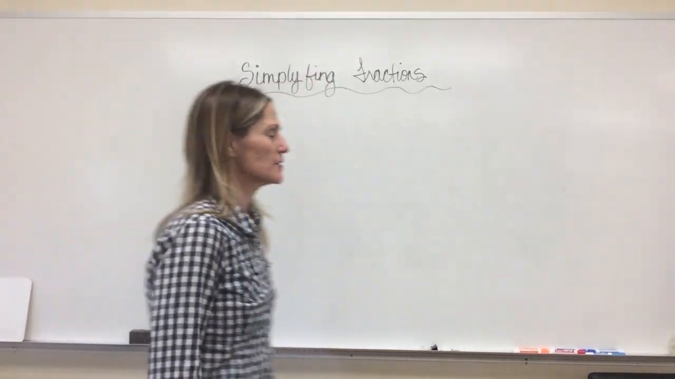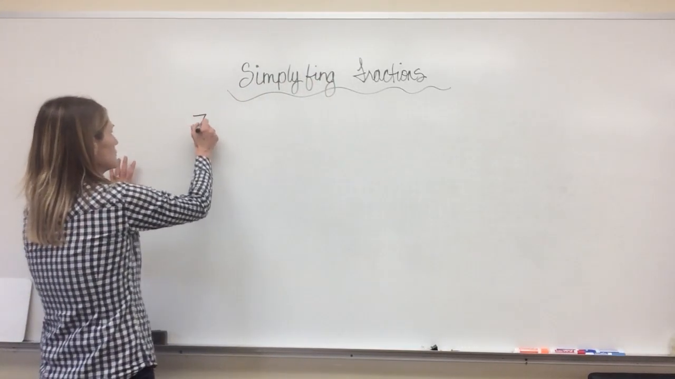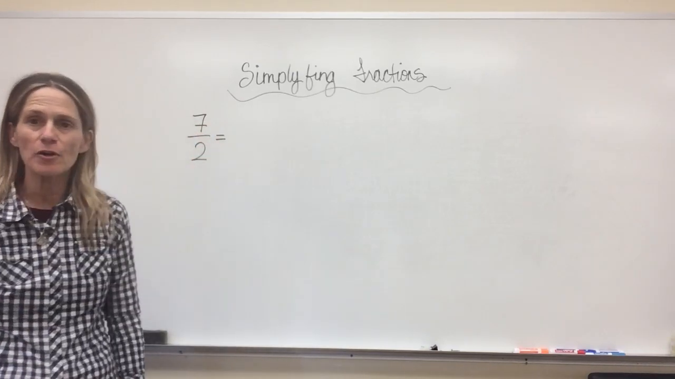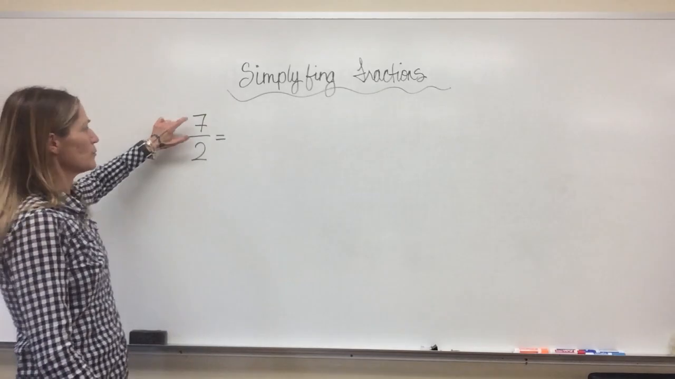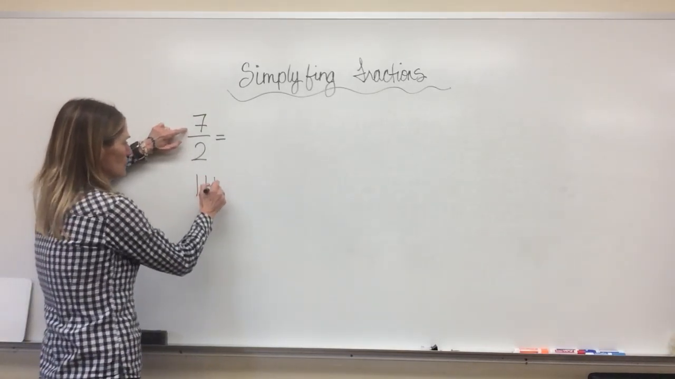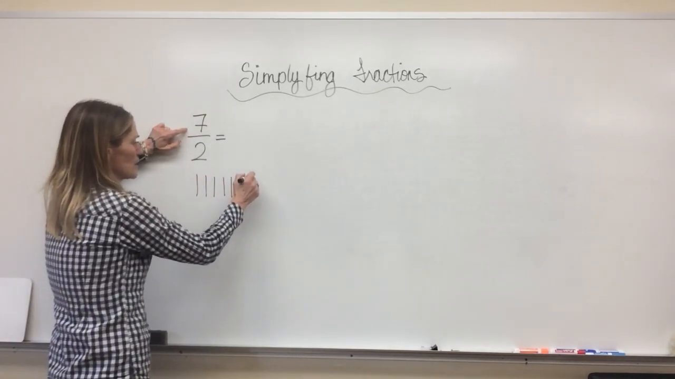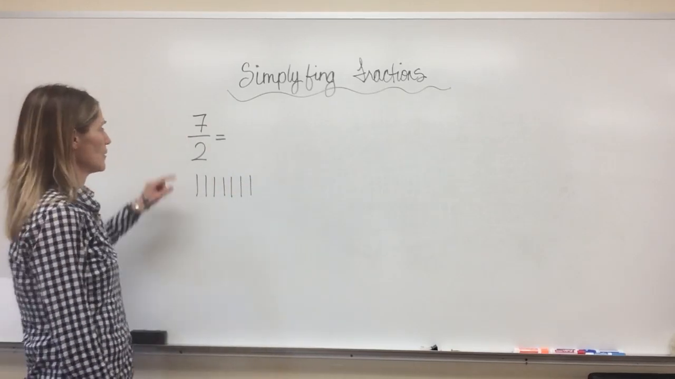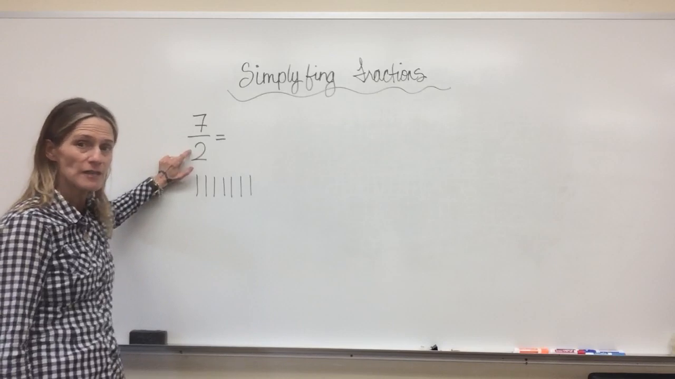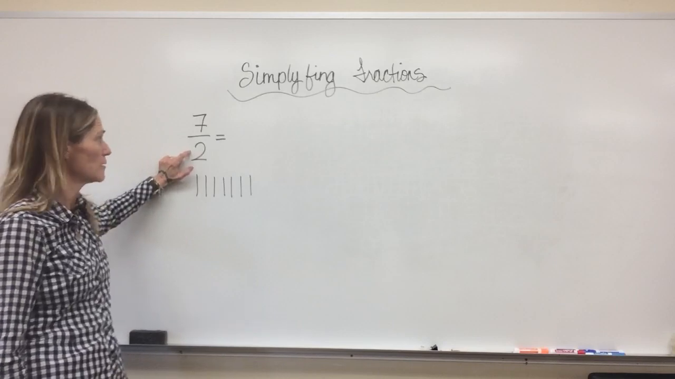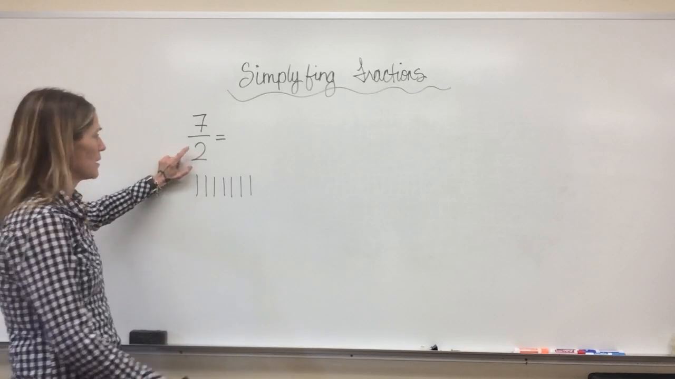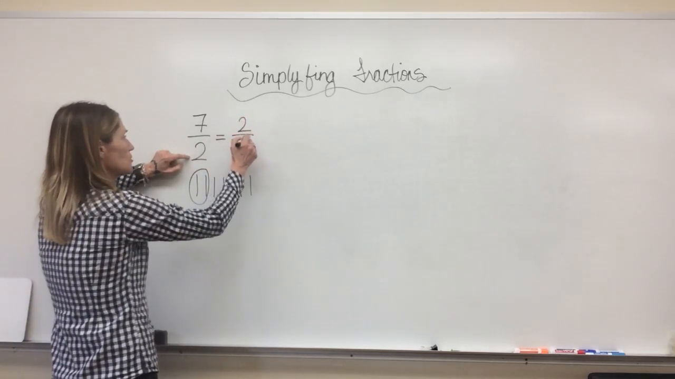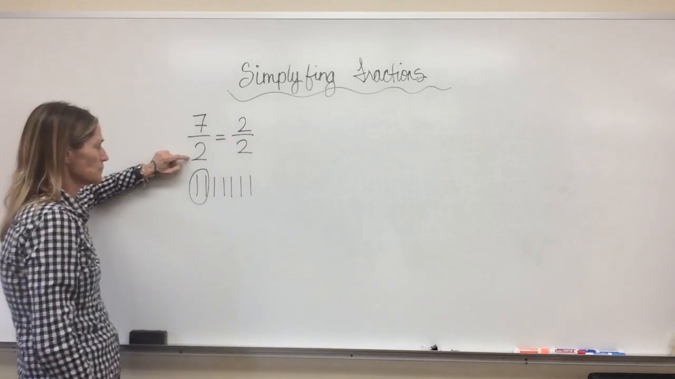Here is 7 halves. What's the first thing I'm going to do? I'm going to represent the 7. 1, 2, 3, 4, 5, 6, 7. Okay? It's the first thing I'm going to do. I'm going to use halves as my fractional equivalent of 1. How many groups of 2 can I pull out? There's 1 group, 2 halves.